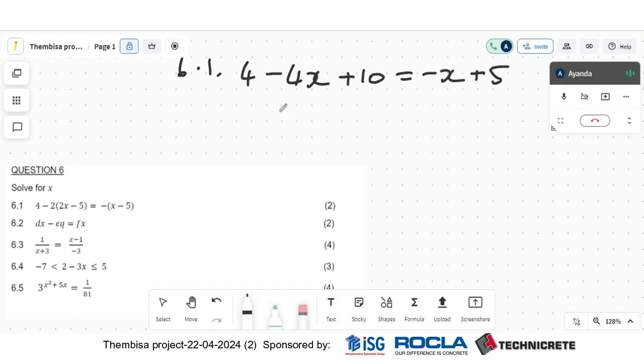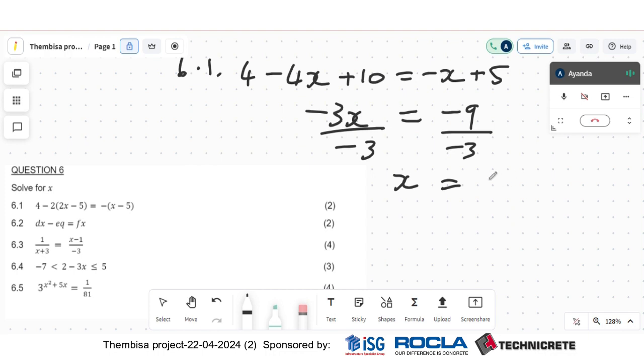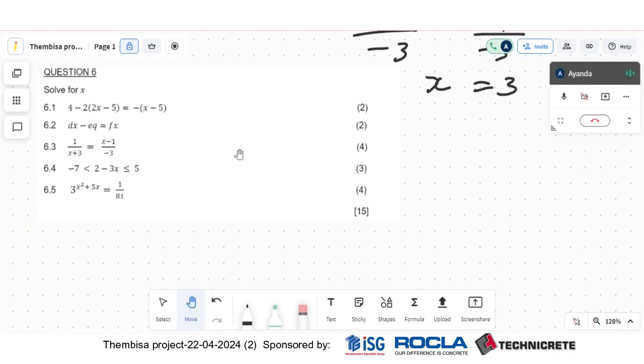Now we're going to bring our x's to one side and our numbers to the other side. So negative x plus x would give us negative 3x. If we subtract 10 on both sides and subtract 4 on both sides, that's going to leave us with minus 9. And if we divide both sides by negative 3, x is equal to 3. That's it for 6.1. 6.2, we have dx minus eq is equal to fx.